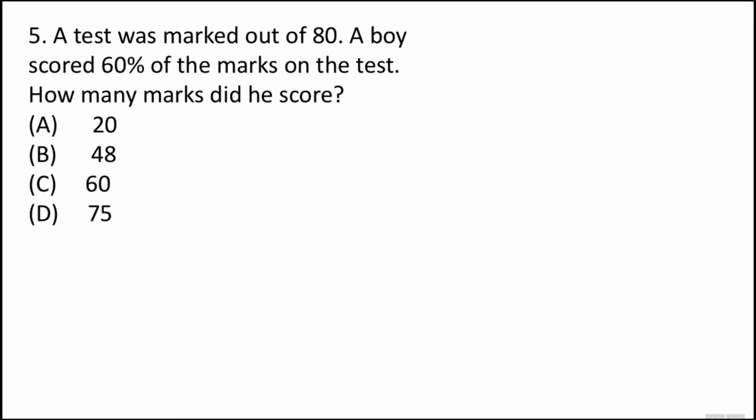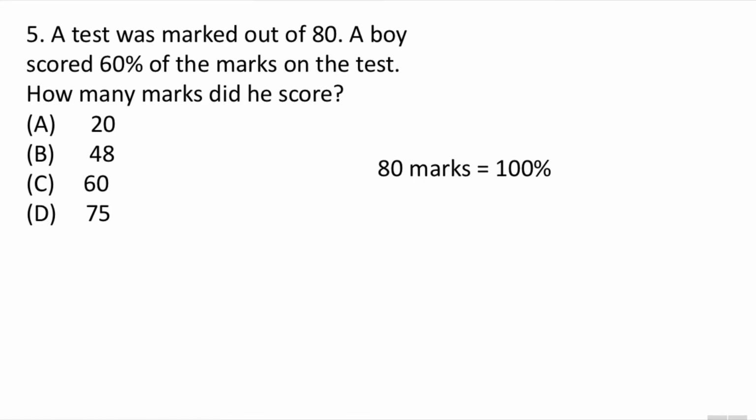Now let's have a look at question 5. A test was marked out of 80. A boy scored 60% of the marks on the test. How many marks did he score? Again, if the test is marked out of 80, it means that the 80 marks represent 100%. We know that the boy scored 60% of the marks on the test, so we want to find out how many marks.